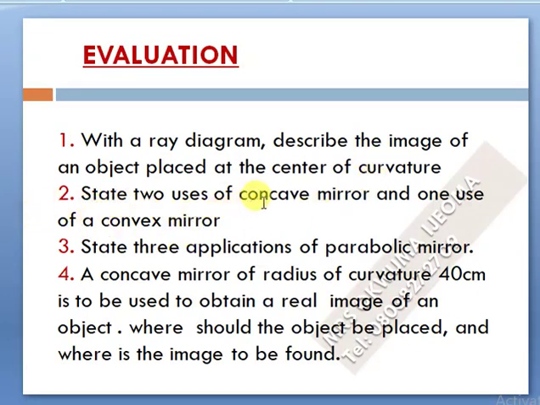Number 2, state 2 uses of concave mirrors and 1 use of convex mirrors. Number 3, state 3 applications of parabolic mirrors. Number 4, a concave mirror of radius of curvature 40 cm is to be used to obtain a real image of an object. Where should the object be placed and where is the image to be found?